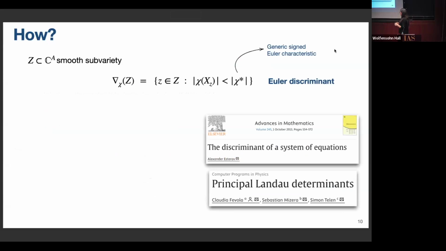So how are we going to approach this problem of understanding the drop in Euler characteristic? So for this, the Euler discriminant comes in to help. So given Z to be a smooth subvariety of the space of coefficients, then the Euler discriminant is the locus of Z in Z, for which the Euler characteristic is smaller than its upper bound.